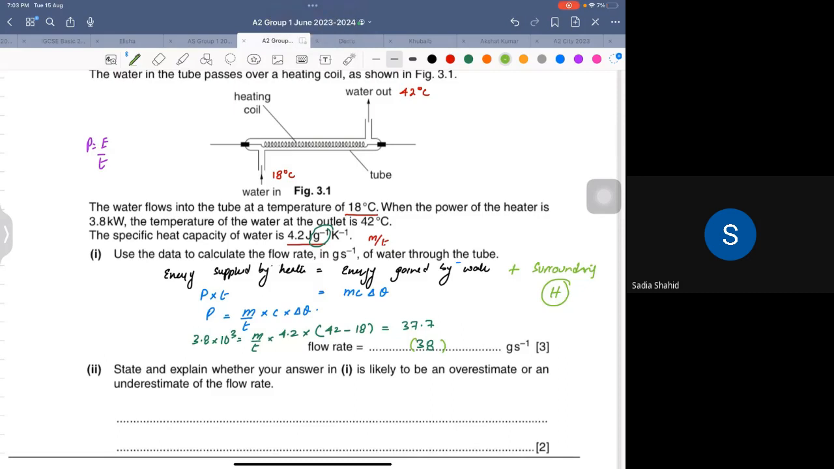Higher. The reason is that in reality the energy, which is power into time, should have been subtracted, which we haven't done. So it means this is an overestimate. So I'm going to say that some thermal energy must be lost to the surroundings, so it is an overestimate. Is it clear, everyone?